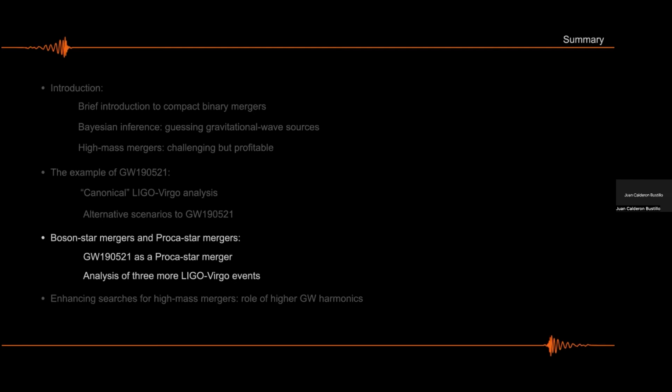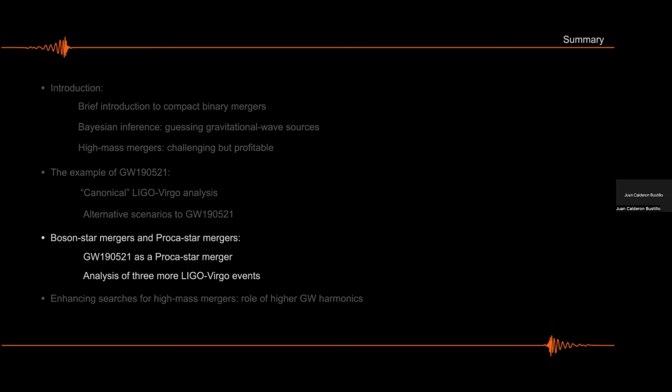And in particular, I will end up talking about the possibility that this merger can be interpreted as a merger of two new compact objects that as of now are just theoretical objects called boson stars, and in particular, a certain type of boson star called a Proca star. And then once I discuss this GW190521 event, I will go through the analysis of three more events that have been reported by LIGO and Virgo, two confirmed or labeled as detections, one not yet.